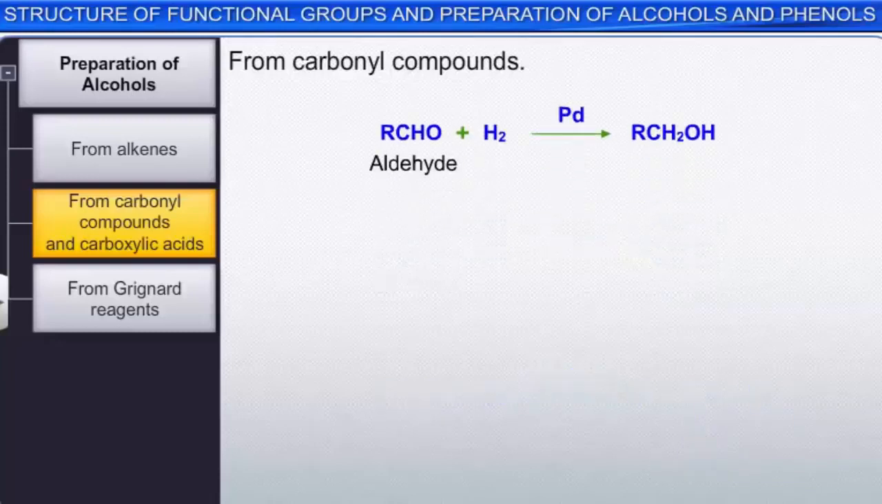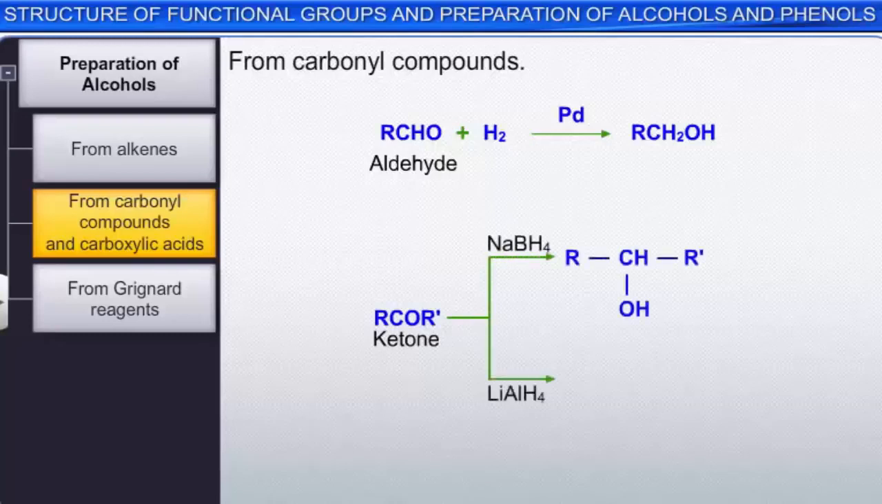Aldehydes and ketones can also be reduced by treating them with reducing agents such as sodium borohydride or lithium aluminium hydride. The overall reduction of a ketone to form a secondary alcohol is shown here. Aldehydes can also be reduced in a similar fashion.